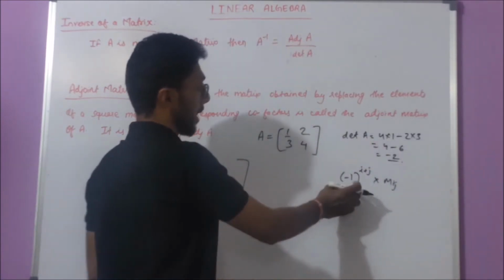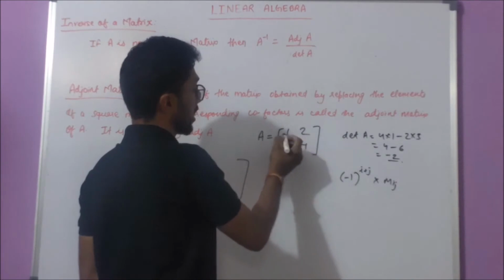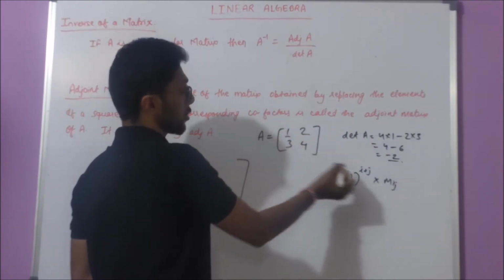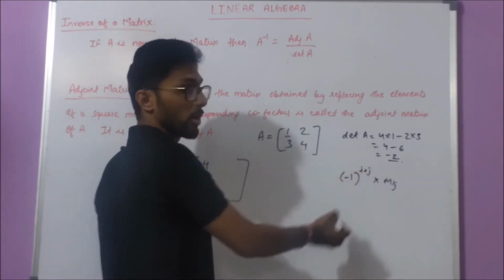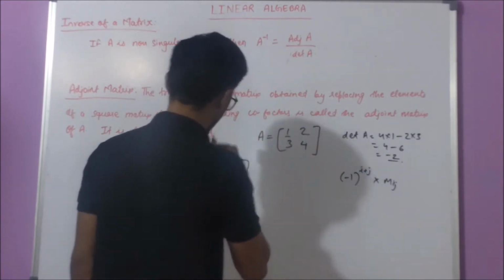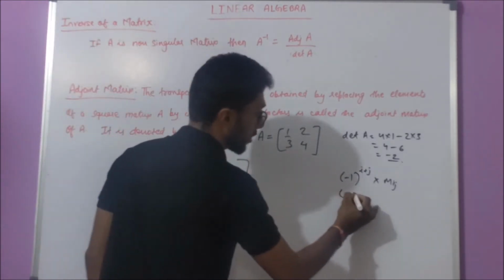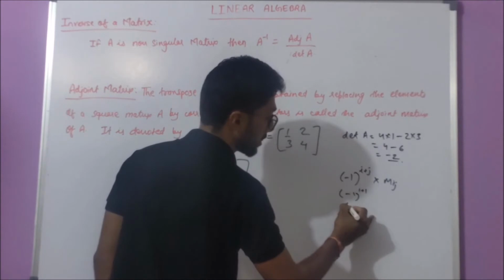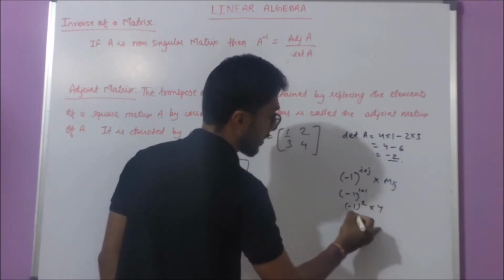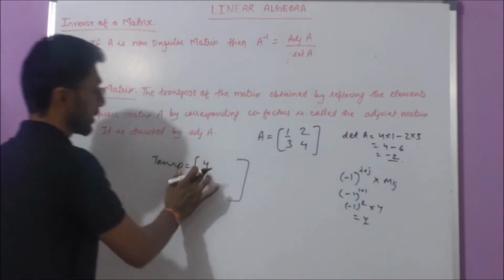Now the remaining factor is -1 to the power i plus j. So this is position 1, 1. So i is 1, j is 1. -1 to the power 2 is 1. So it is -1 raised to the power 1 plus 1, which is -1 to the power 2, multiplied by 4, which is 4. So the value is 4.